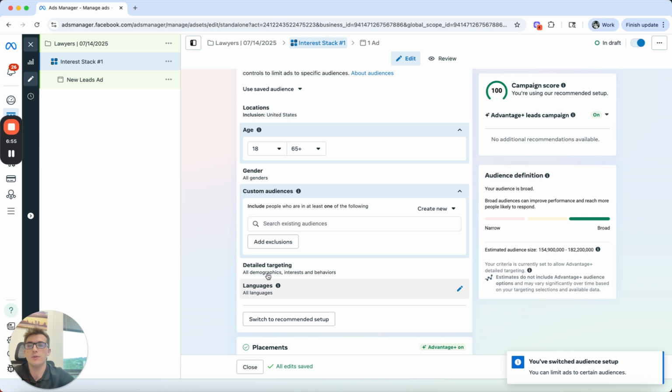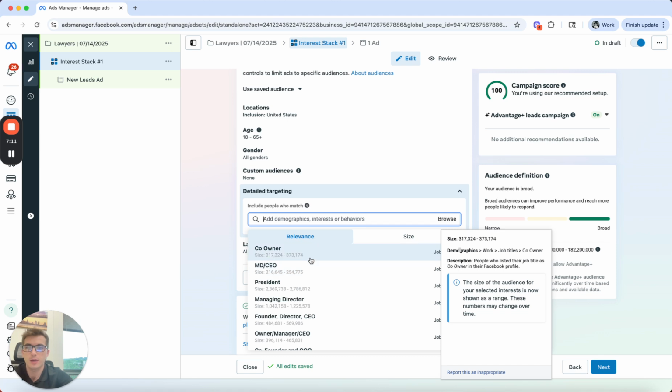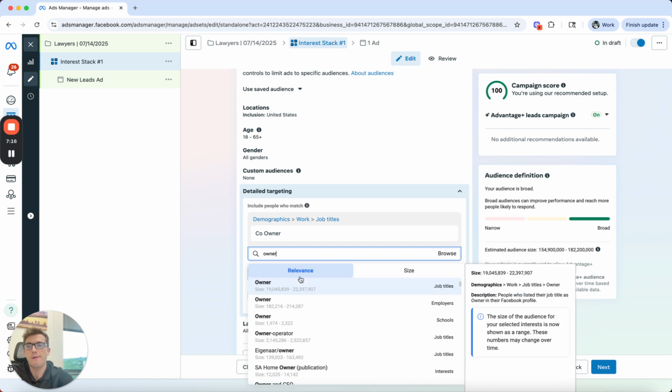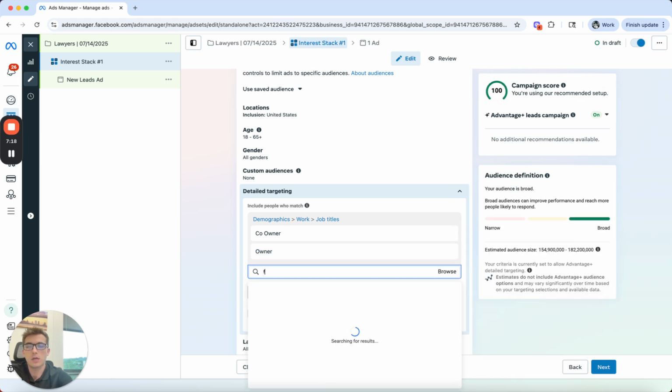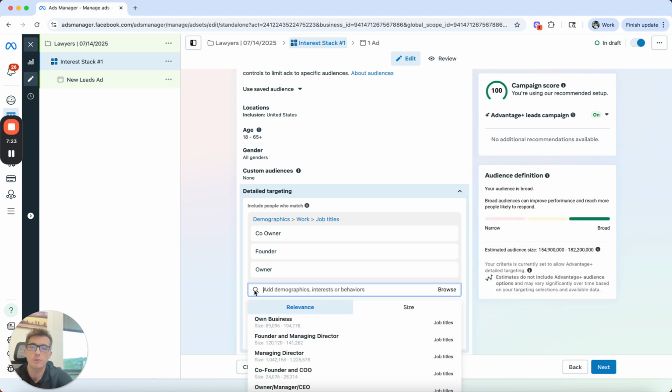Now, I always choose interests based on two things: the job title of the person, if you know the specific job title, and then their actual interests by keywords, right? Let's say we're going after lawyers, right? So I want owners of law firms, right? So I would do co-owner, owner, founder, right? And then you guys get the point. Like let's say CEO, COO, partner, right? So you just want to make it relevant to the people that you actually want the ads to show to.